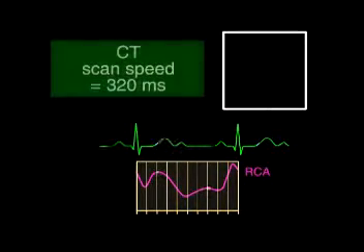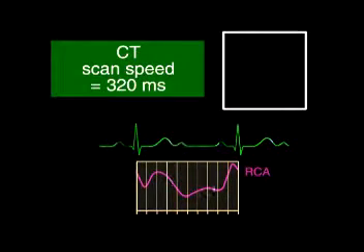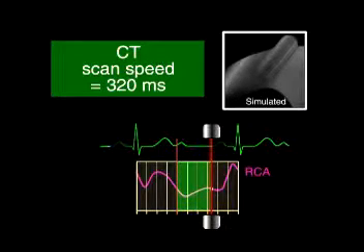A CT acquisition is demonstrated. The scan, represented with a red line, is prospectively triggered and continues for 320 milliseconds across the x-axis. The amount of time during the R to R interval that is used for acquisition of data is called the temporal or time resolution. The simulated scan shows the severe motion of the RCA during the CT acquisition. Clearly, there is no so-called rest phase of the heart, even during periods of low or no electrical activity.